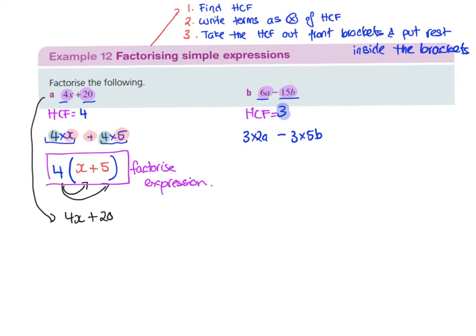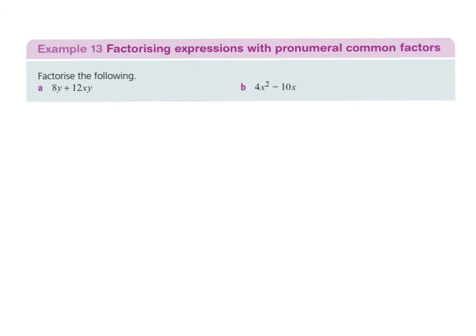So I'm going to take the common factor outside the bracket, which is 3, put the bracket, and then whatever's left over inside the bracket. So that would be 2a minus 5b and close. All right, and so there's my final answer. That's factorizing. Okay, so let's go have a look at this one again. So what's my highest common factor between these two numbers? 4. Is there a letter as well?